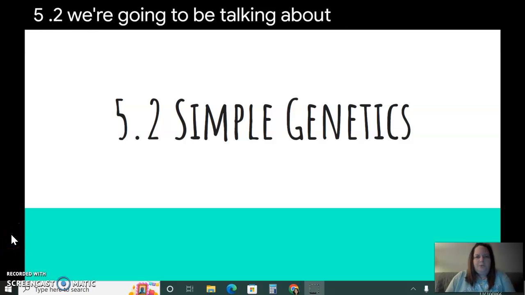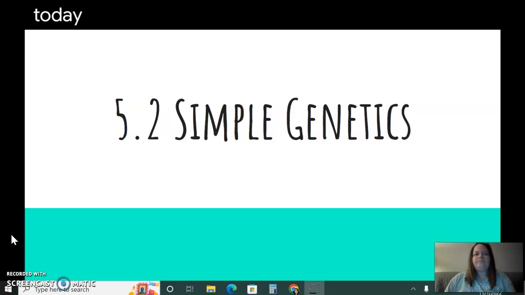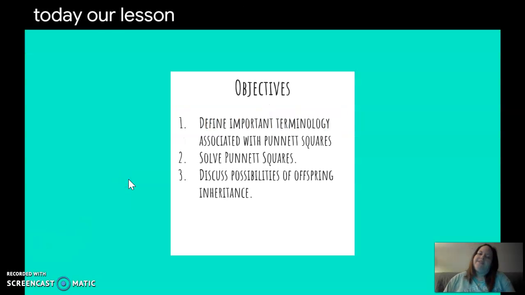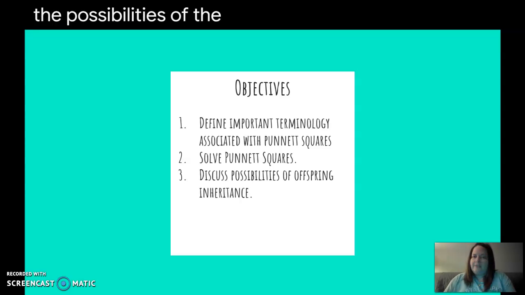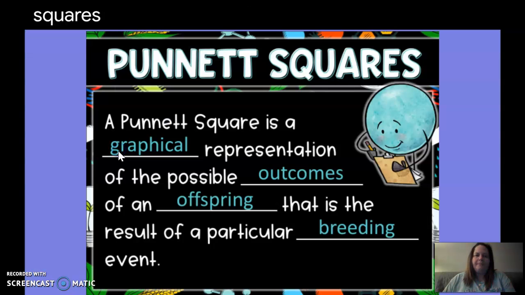We're going to be talking about simple genetics today. Our lesson objectives include defining important terminology associated with the Punnett squares, solving Punnett squares, and then discussing the possibilities of the offspring of those Punnett squares.